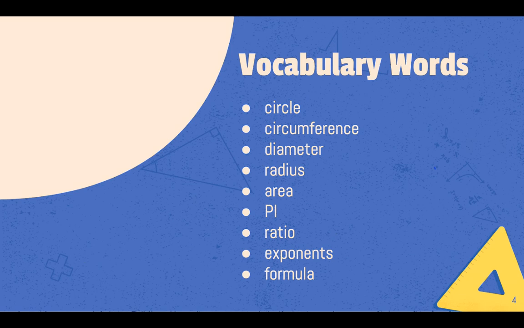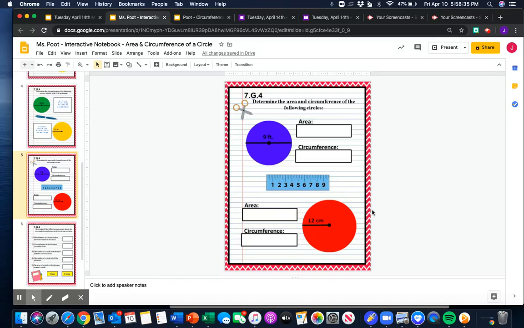Vocabulary words. Our vocabulary words for today are circle, circumference, diameter, radius, area, pi, ratio, exponents, and formula. Okay, so we're going to solve for these, but we're going to have to solve for both area and circumference.